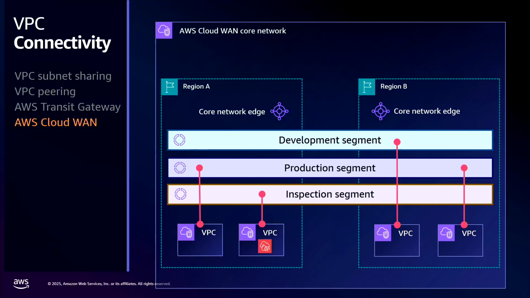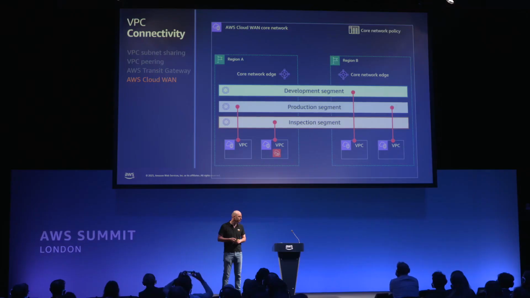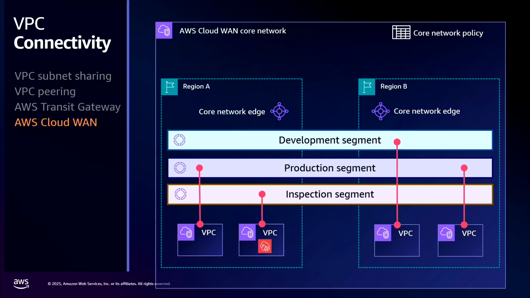What you can do as well is to attach a VPC to the inspection segment, and this could host a network firewall, for example. And Cloud WAN makes it really easy to configure network firewall insertion between VPCs. So if you have this requirement, please consider Cloud WAN as well. In fact, in terms of configuration, everything is done via core network policies, and it's basically infrastructure as code, so everything is configured in JSON.